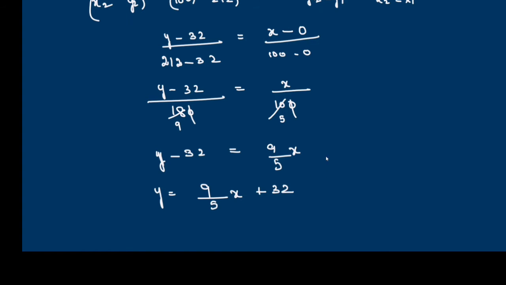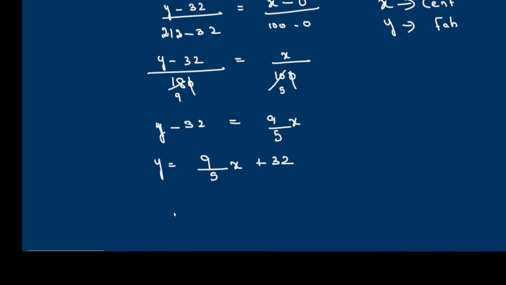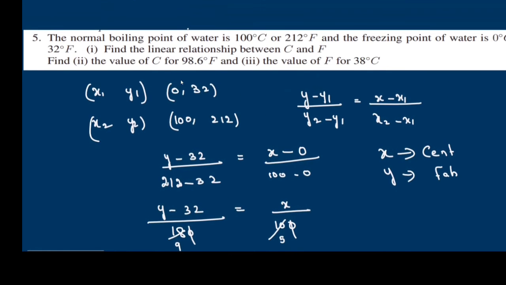What is y? We have taken x as centigrade and y as Fahrenheit. So change it here: y is Fahrenheit. So F is equal to 9 by 5 times C plus 32. So that is the first part of the question: find the linear relationship between C and F.